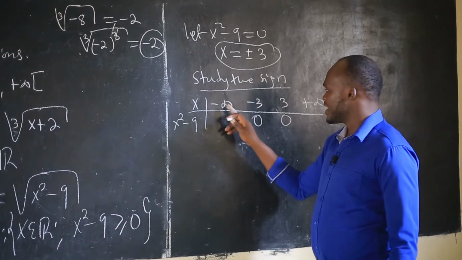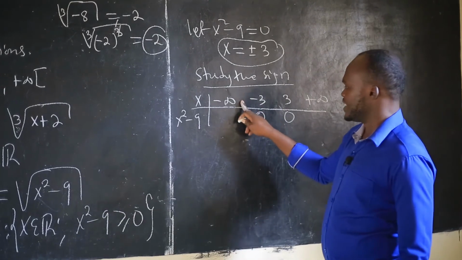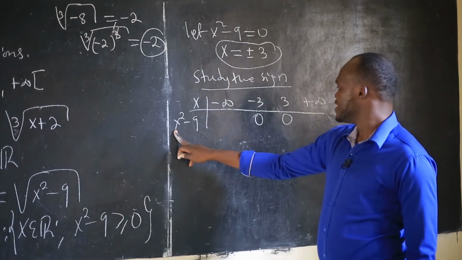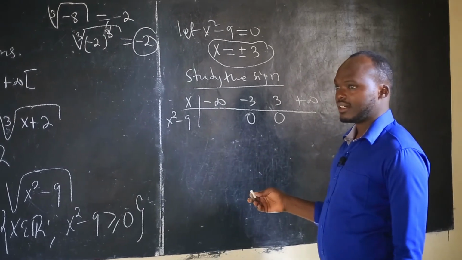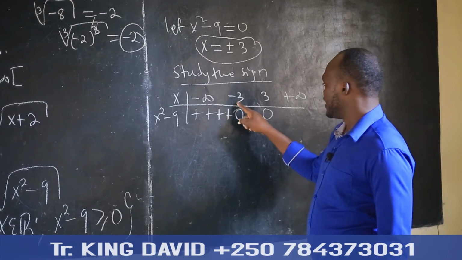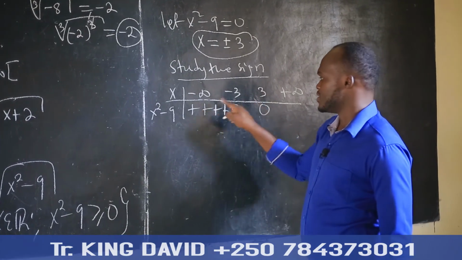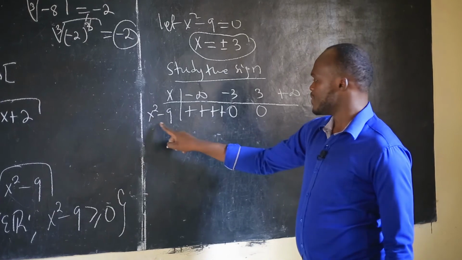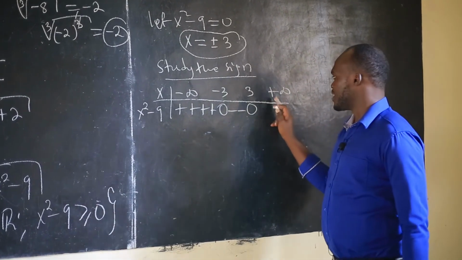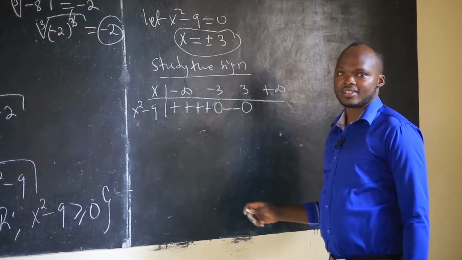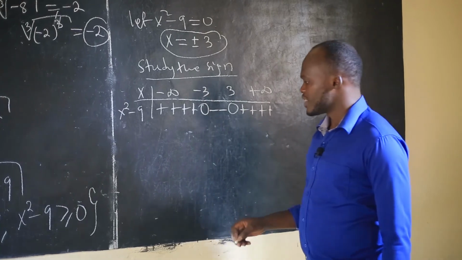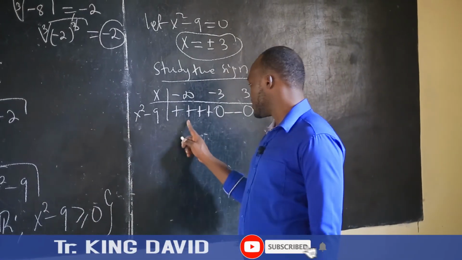Now, between -infinity and -3, we have like -4. If we bring -4 there, that is -4 squared, which is 16. 16 minus 9 is 7, which is positive. Between -3 and 3, there is 0. Let us use 0. 0 squared is 0, and 0 minus 9 is negative. Then between 3 and +infinity, we have like 4. That's 16 minus 9, which is 7, and that value is positive. So we have greater or equal, and greater means we have a positive sign.